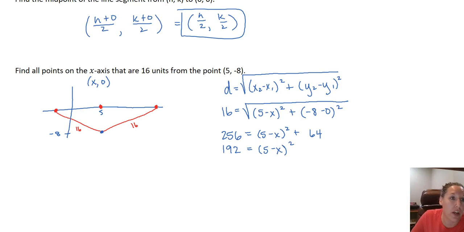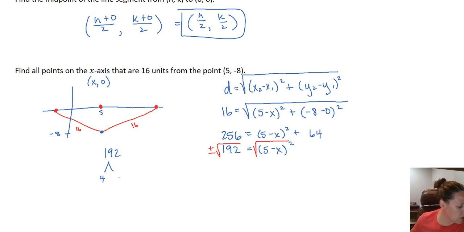This is a quadratic equation that's set up very nicely for the square root property. When we take the square root, remember we have to have plus or minus. And so square root of 192, let's see, 192, we can simplify that square root.